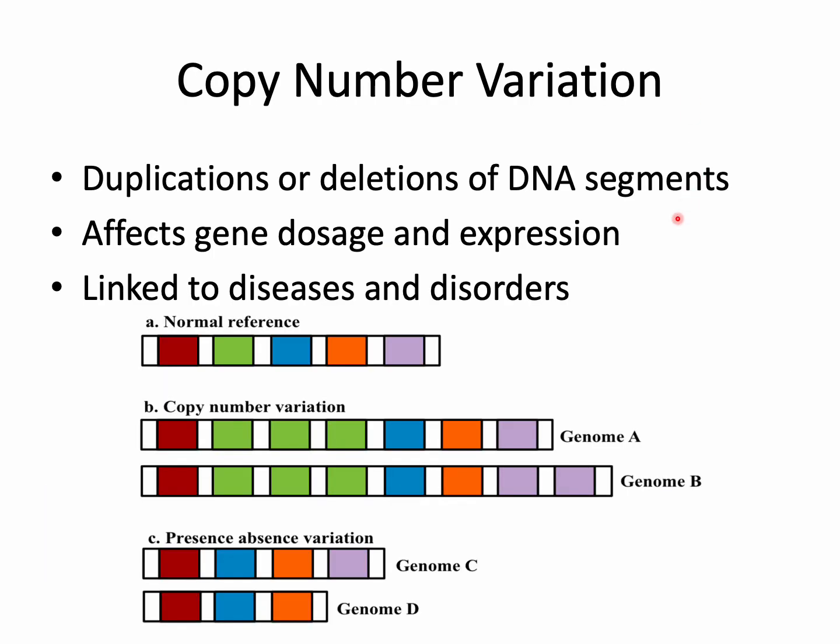Copy number variation involves duplicating or deleting DNA segments. For example, this green colored gene is amplified in genome A and B, whereas it is deleted in genome C and D. These changes can alter gene dosage and expression and are often linked to disease and developmental disorders.